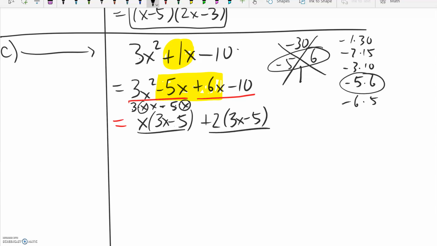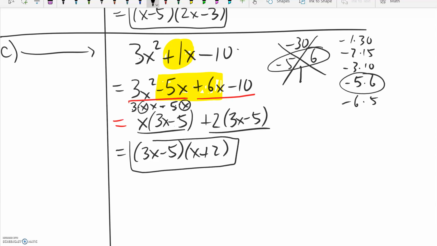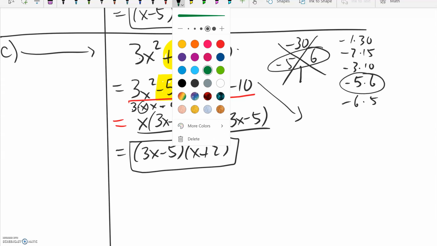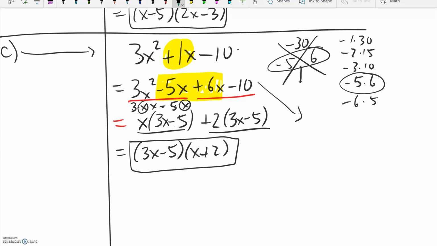All right, so these two piles, they both have a 3x minus 5. Leftovers over here, and we are done. You can always check your work. You can do a little box or whatever. I mentioned how I was going to show you what happens if we had put these in a different order.